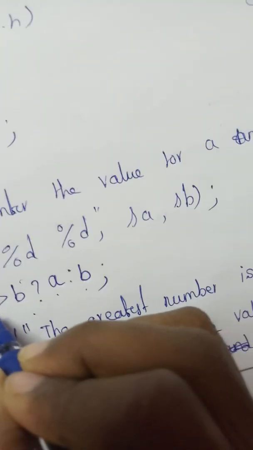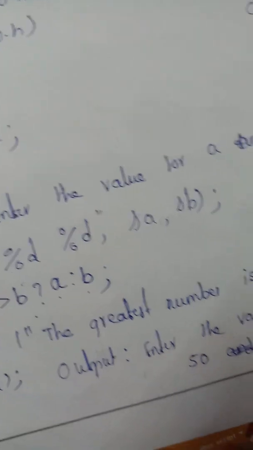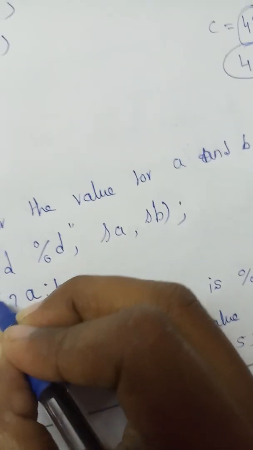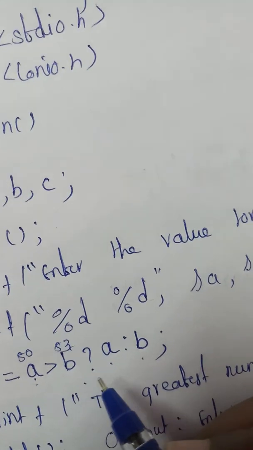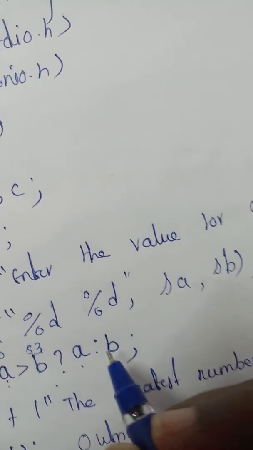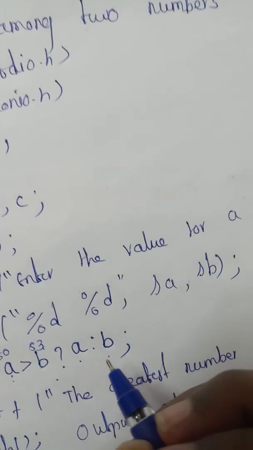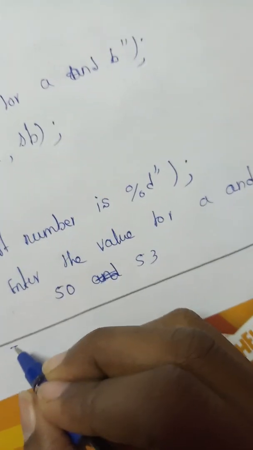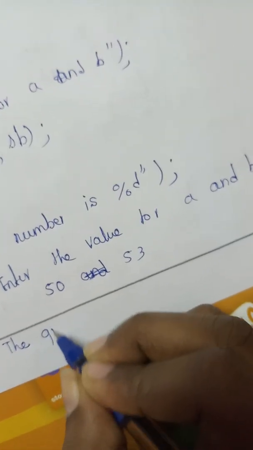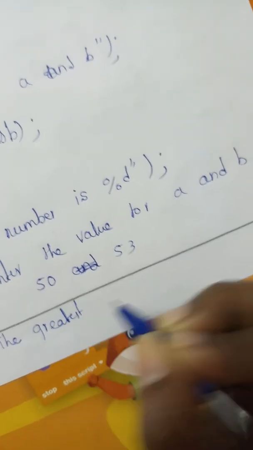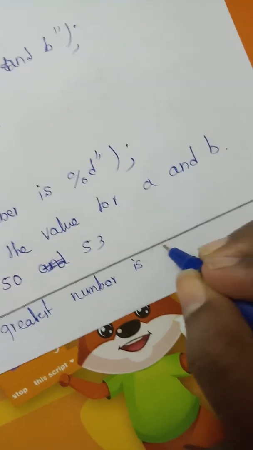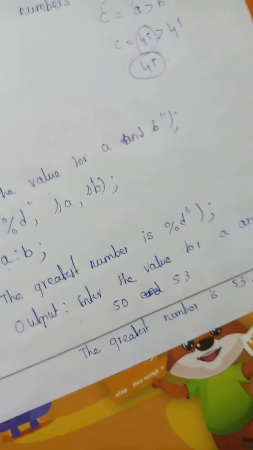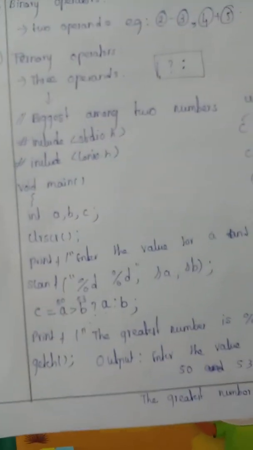So it will compare here. Here a is 50 and b is 53. So what will we get as the answer? B is greatest. So here the output will be: the greatest number is 53. Okay, this is the answer.